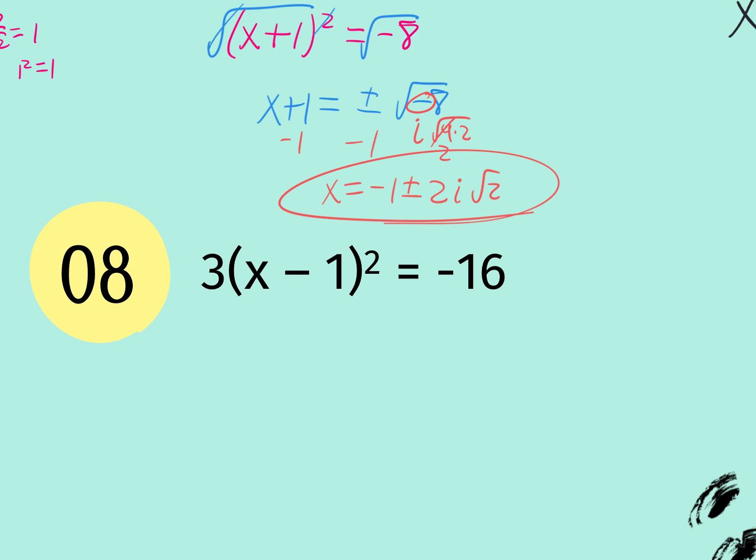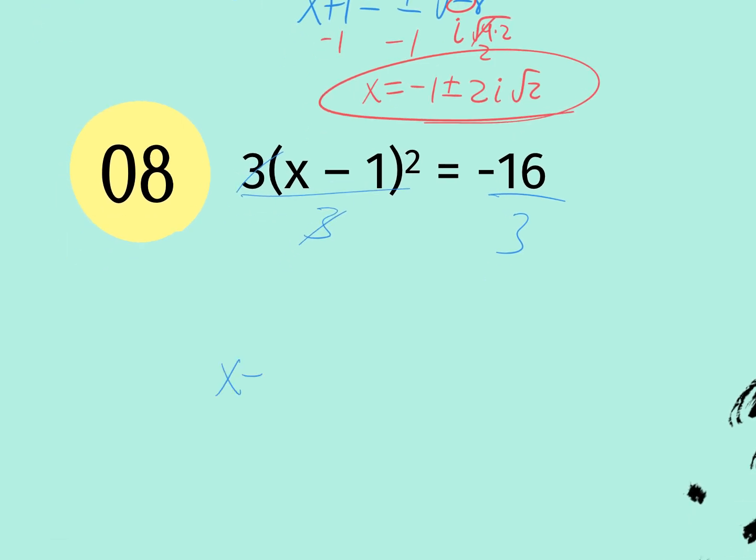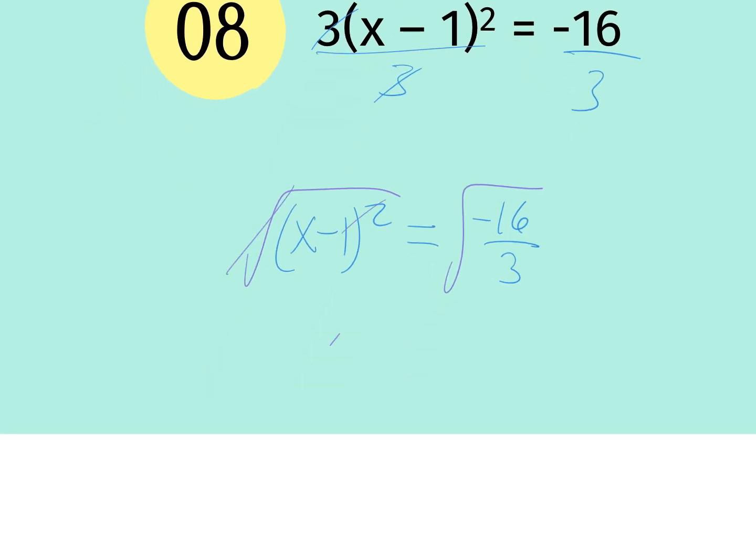All right, so number 8. Now we can first get the squared expression by itself, right? So we want to get rid of that 3 out front just by dividing by 3 on both sides. So we should get x minus 1 squared equals -16 over 3. All right, and then to get rid of that square, you just want to square root both sides. So then you should get x minus 1 equals plus or minus the square root of -16 over 3.